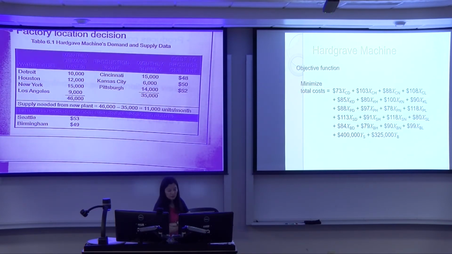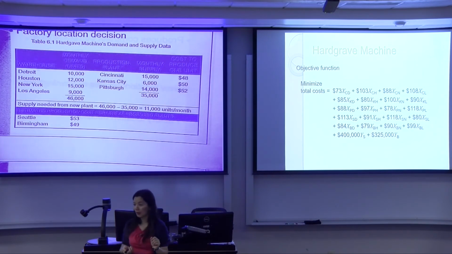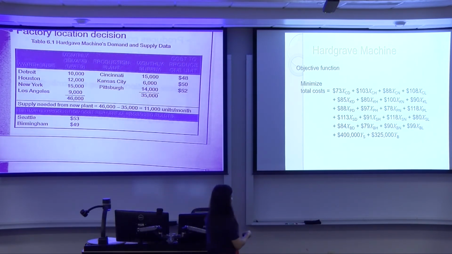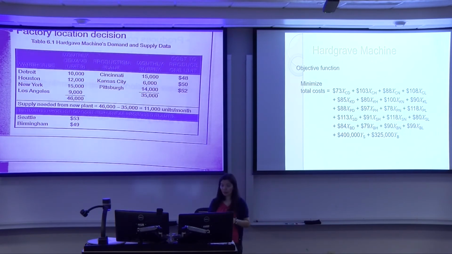So your objective is to minimize cost, and this portion is the same, right? This is just the number of units times the shipping cost. This is the new one. YS and YB are the binary variables, sometimes called indicator variables, indicating whether the city is selected for a new plant or not. If YS is equal to 1, then you have to incur this fixed cost. This is the fixed operating cost. Okay?